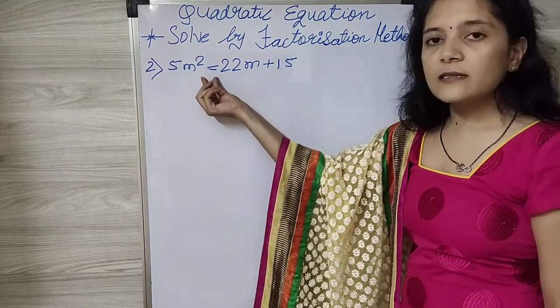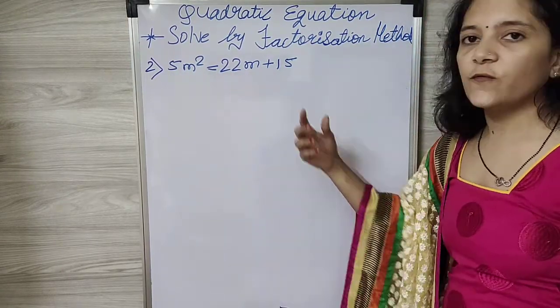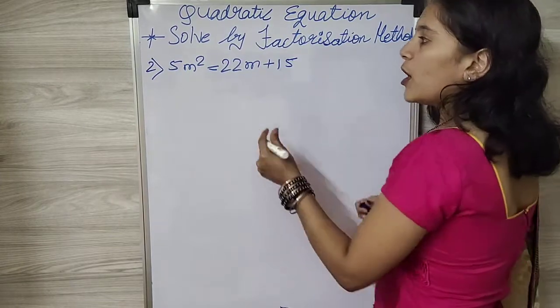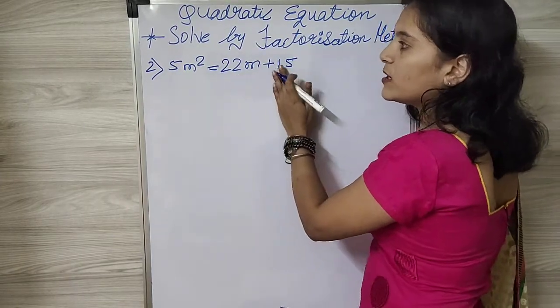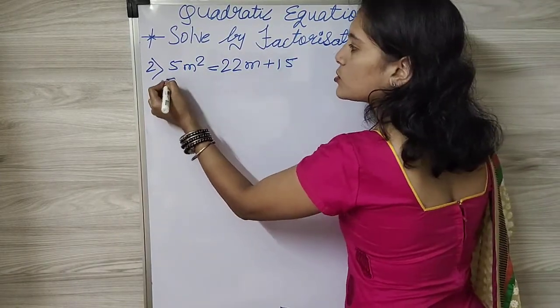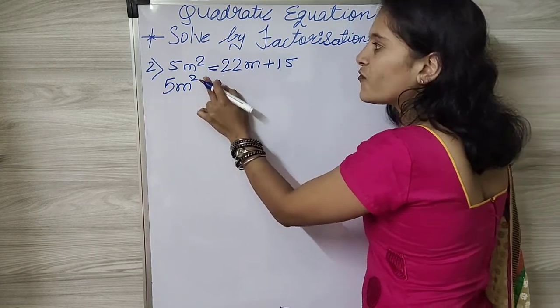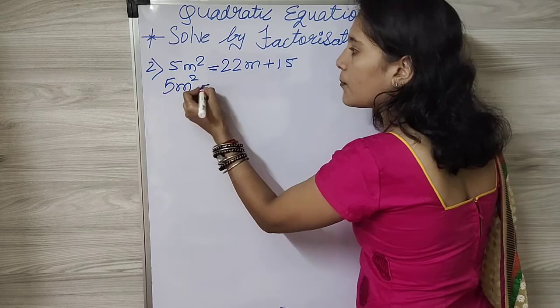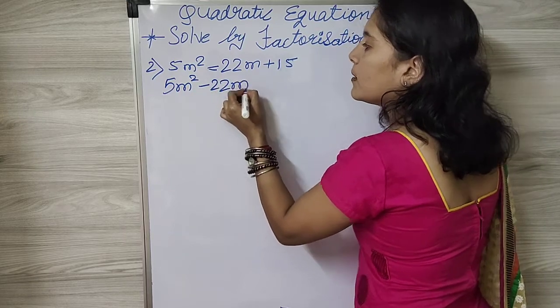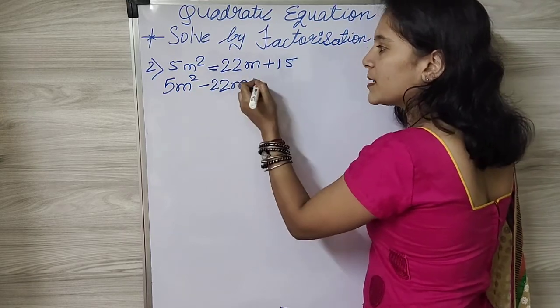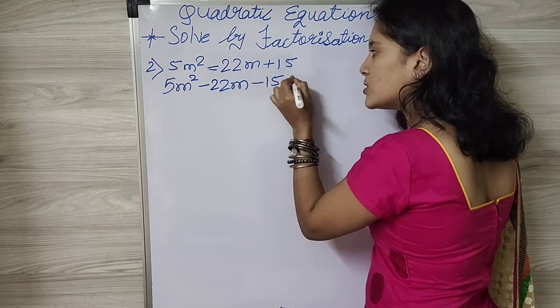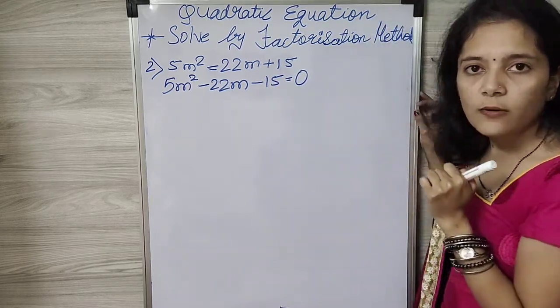5m square is equal to 22m plus 15. In this case you have to shift this 22m and 15 to this side, right? So 5m square, this is plus 22. When I shift plus 22 to this side, it becomes minus 22m plus 15. Shifting this side, it becomes minus 15 is equal to 0, right?